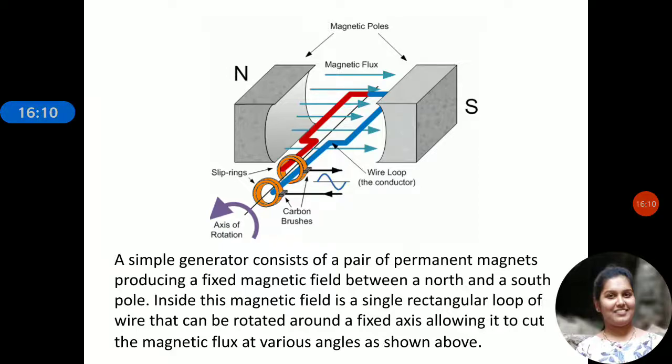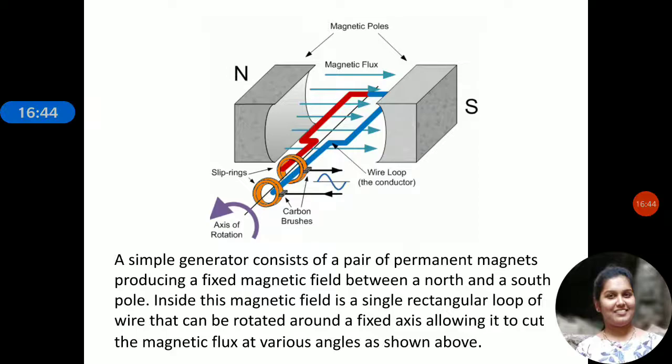Between these magnets we find a current carrying conductor, which is in red and blue color. This current carrying conductor is placed inside the magnetic field. We can see blue lines coming from the north to the south pole. Those lines are nothing but the magnetic flux.